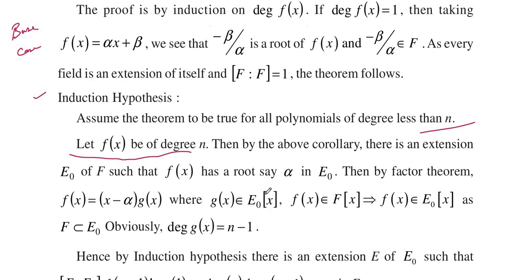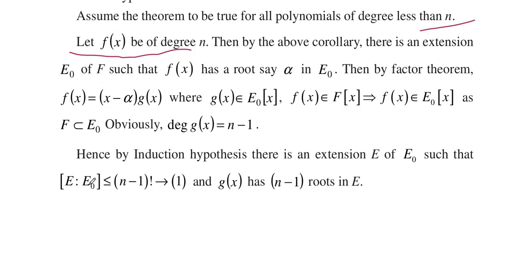Then f(x) being a member of F[x] and F contained in E naught is considered to be an extension, so this f(x) should be in E naught[x]. And the degree of g(x) is n minus 1. This is of degree n, this is of degree 1, so g(x) should be of degree n minus 1.